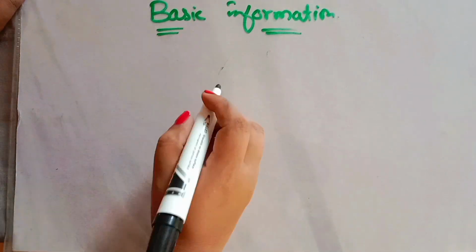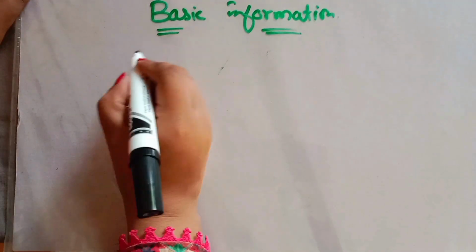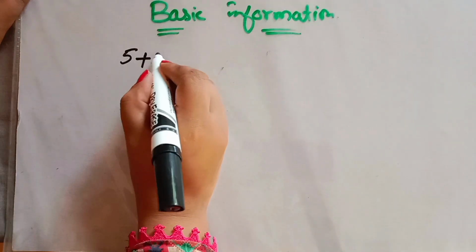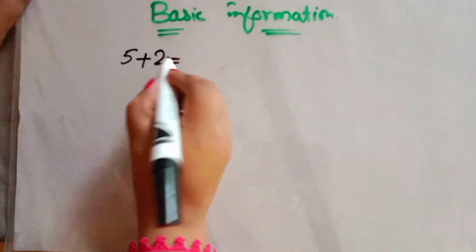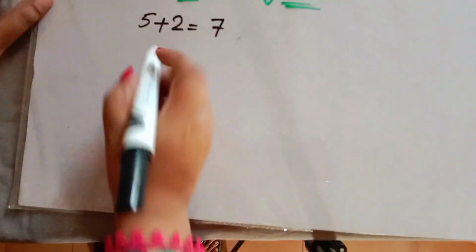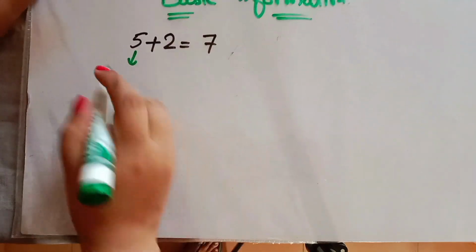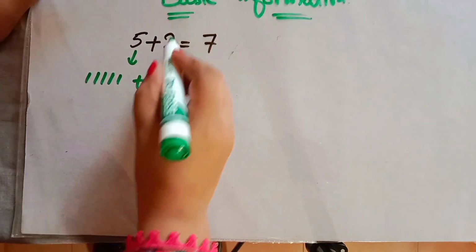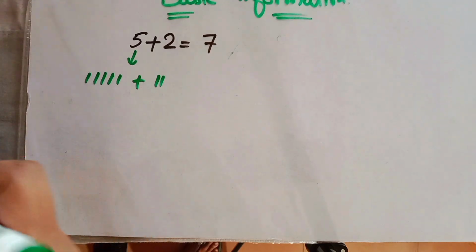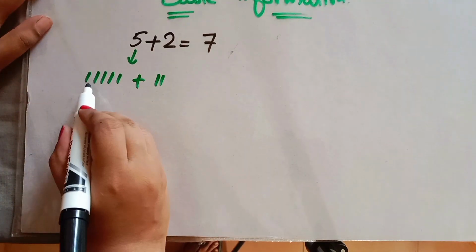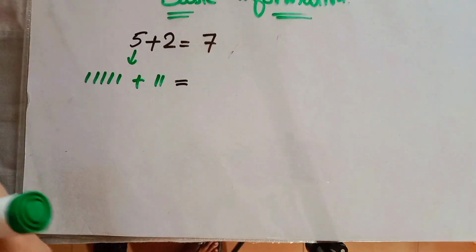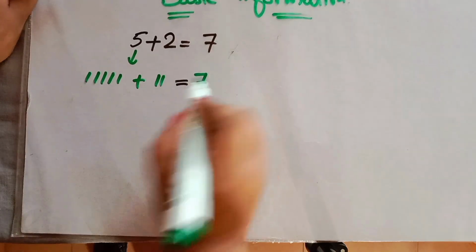If we add two numbers, then we obtain the result. We take two numbers, 5 and 2. We obtain 5 plus 2 equals 7. How? Let's see. 1, 2, 3, 4, 5, plus 2. We will count it: 1, 2, 3, 4, 5, 6, 7. So that is how we obtain 7.